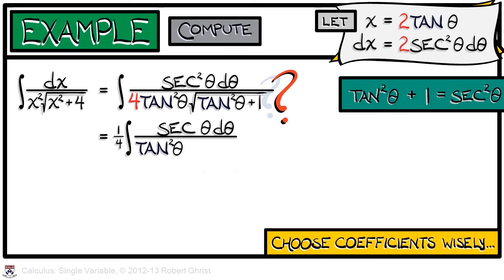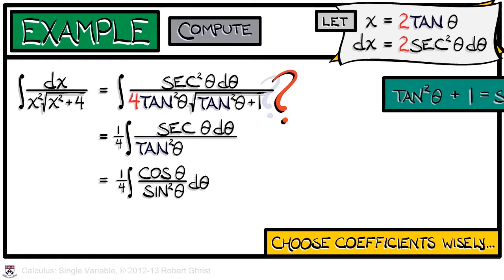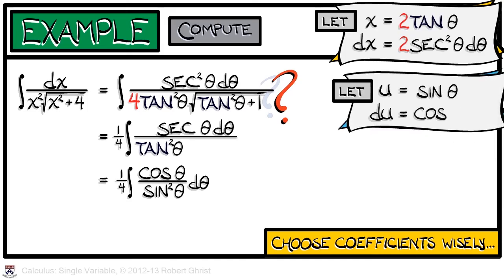I can eliminate the secant in the numerator and the denominator and simplify what remains, rewriting in terms of sines and cosines, and we obtain 1/4 the integral of cosine over sine squared. Now, this integral is not going to be so bad. We've done something just like it before.